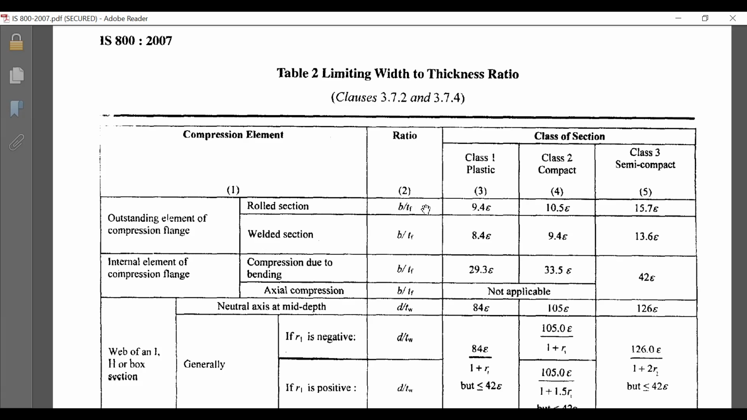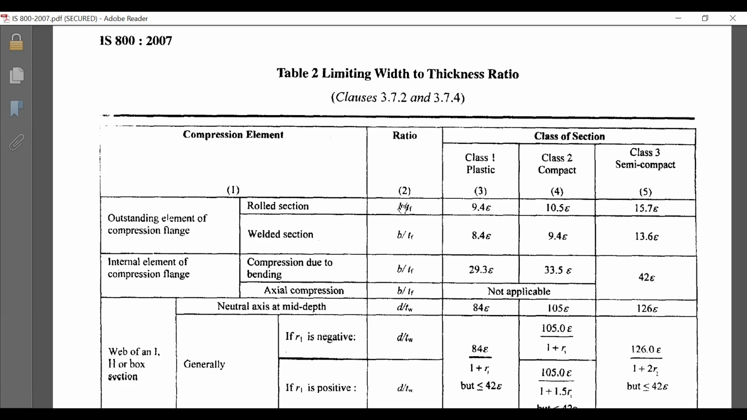So b by tf value, we have got it as 10.77 while calculating. So 10.77 is less than 15.7 and greater than 10.5. So it belongs to class 3, which is semi-compact. That is only for b by tf.